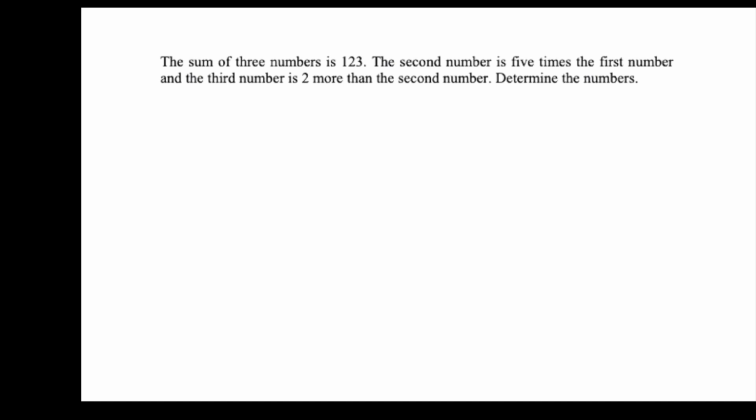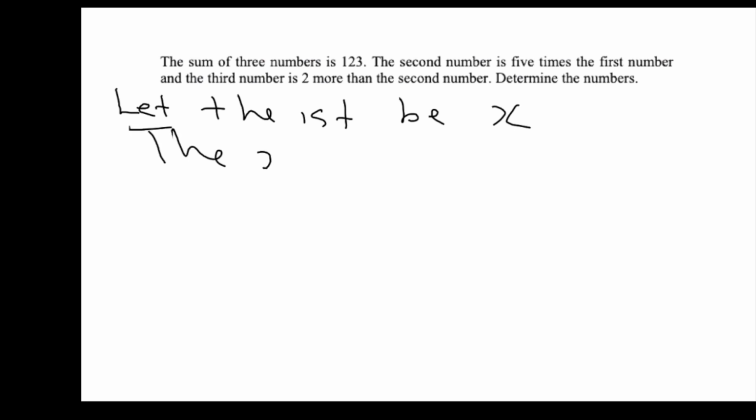So let's go back to the first one. It says the second number is 5 times the first number. So all you need to do here is let the first number be x. So if the first number is x, then you can tell me what the second number is. Right, so it says the second number is 5 times the first number, which means 5 multiplied by x. So the second number is 5x.